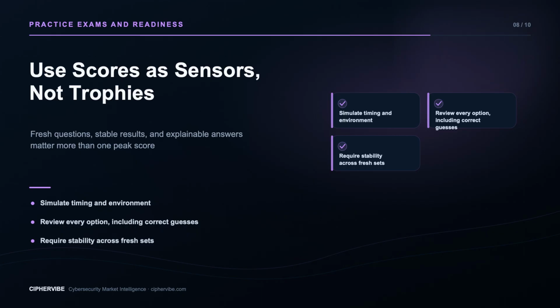Explain why the best answer fits the objective and why the alternatives do not. If a question is ambiguous or poor quality, compare it with the official objective rather than memorizing the vendor's wording. Do not take the same test until the score becomes a memory test. Rotate legitimate, fresh sets and leave time between attempts.